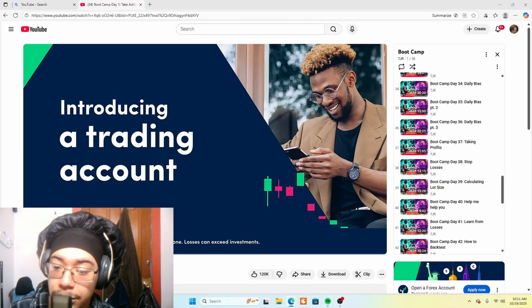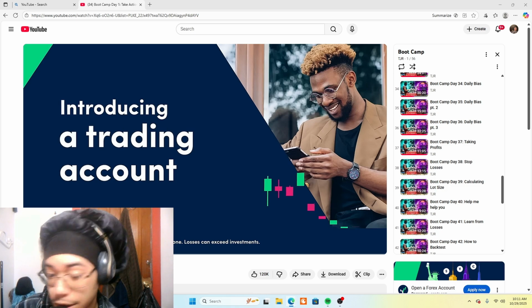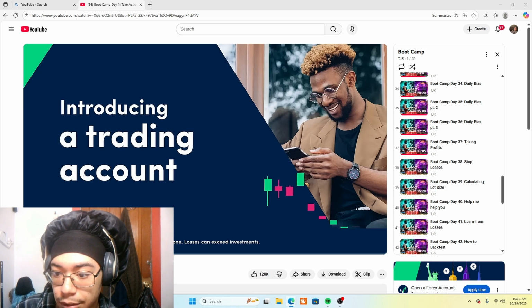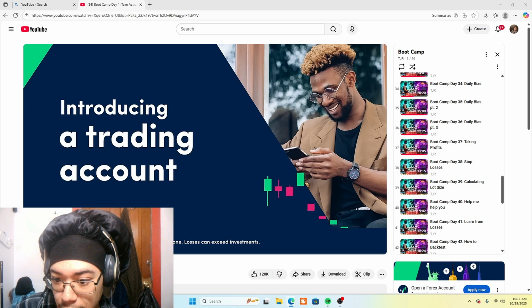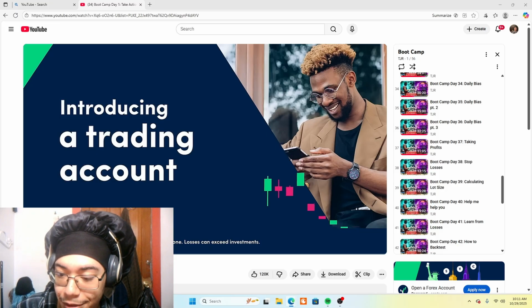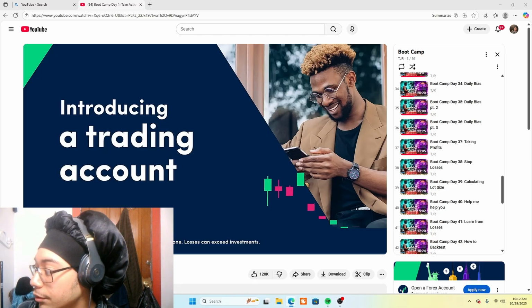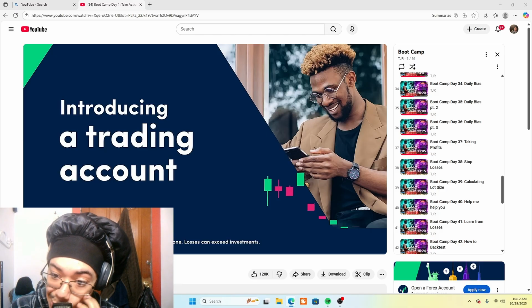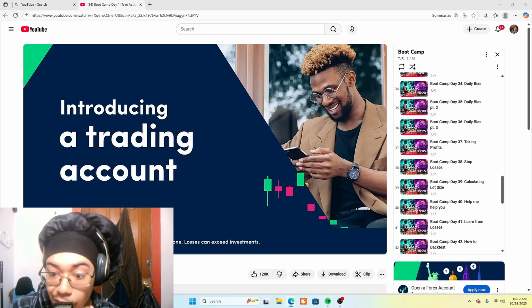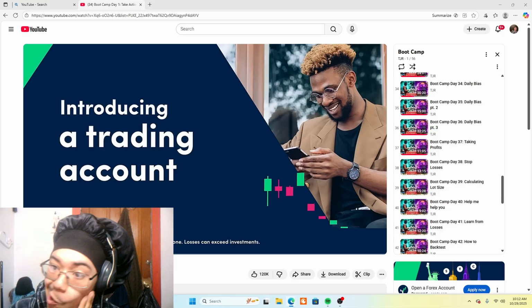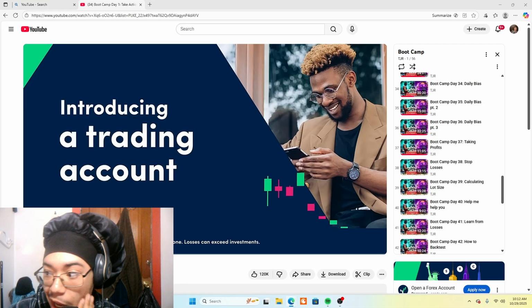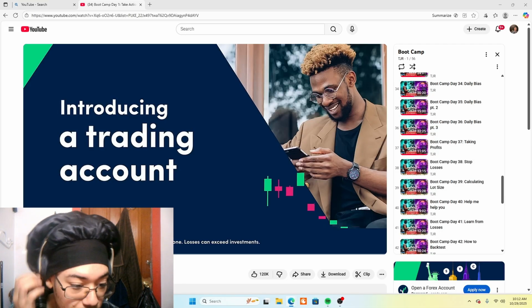We are going to continue watching TJR. We watched stop losses, and we watched take profit yesterday night. So we're going to start today with stop losses. Then after stop losses, we're gonna watch calculating lot size, and then after that we're gonna see if we can take a trade while we're live, and if we can't, we'll just look at the market.